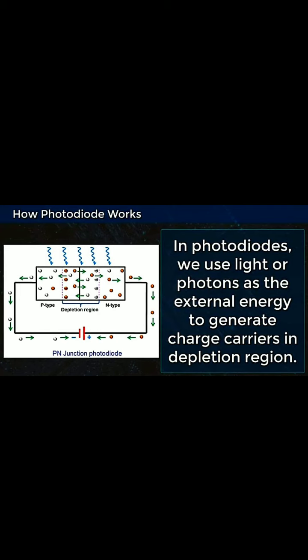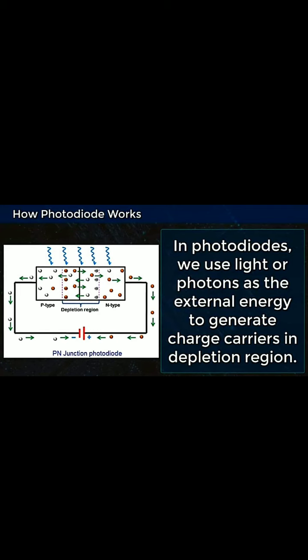In this way we can generate charge carriers inside the depletion region, and we also generate electrical energy. Due to this light energy, this current is generated. That's why this current is called photocurrent, because photons are incident on the depletion layer.